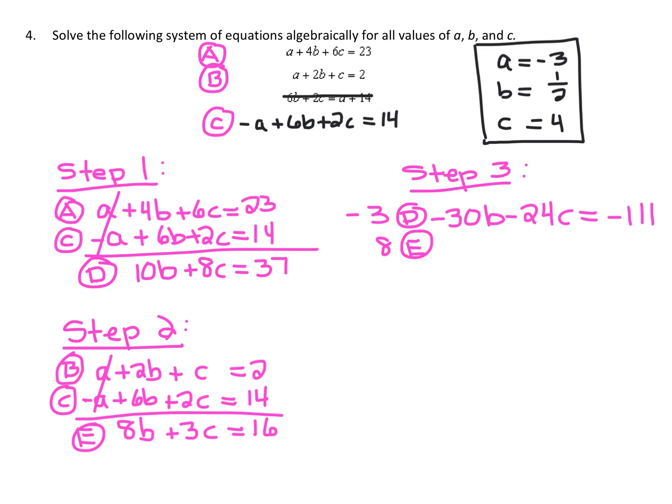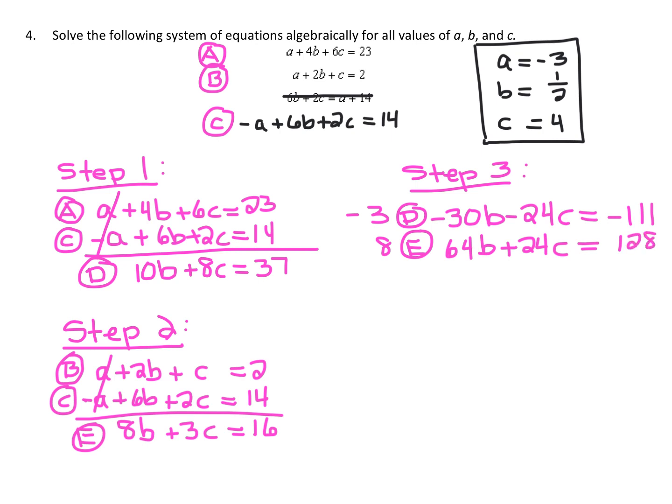Okay, now let's do the same thing with this 8. Let's distribute it to equation E. Okay, so 8 times 8b is positive 64b. 8 times 3c is positive 24c. Okay, and keep distributing. So 8 times 16 will be positive 128.